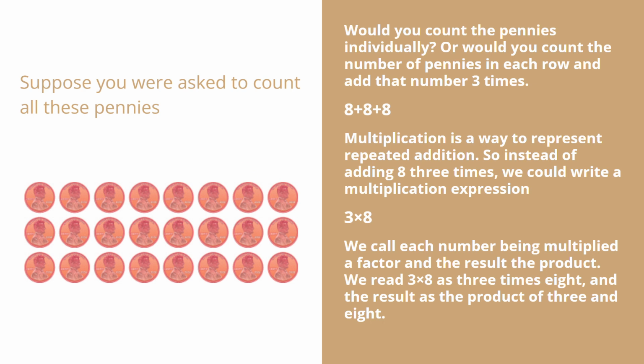So instead of adding x 3 times, we could write a multiplication expression like this. We call each number being multiplied a factor and the result the product. We read this as 3 times x, and the result as the product of 3 and x.